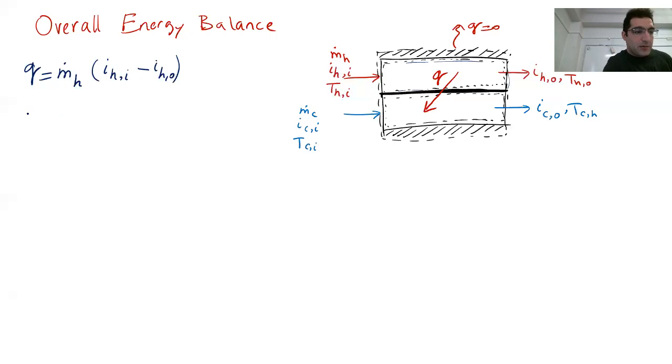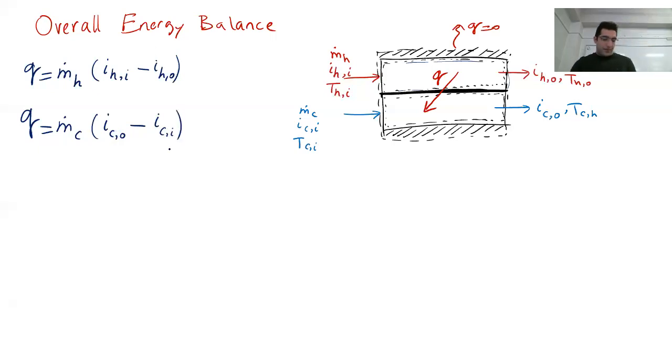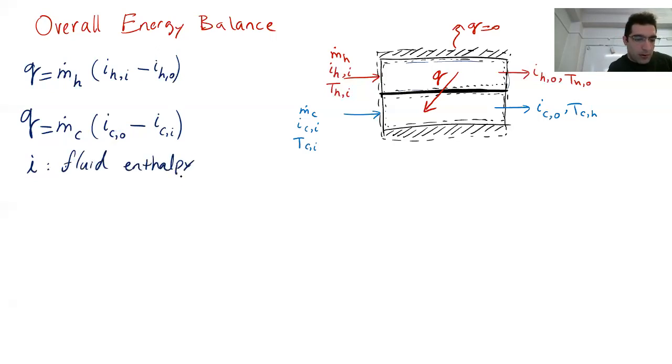And same thing for cold fluid. If I just show the energy balance for cold fluid, I'll have mass flow rate of cold fluid times enthalpy change of cold fluid, the larger enthalpy of the cold fluid minus the smaller one. And let me say again, the i is nothing but fluid enthalpy.